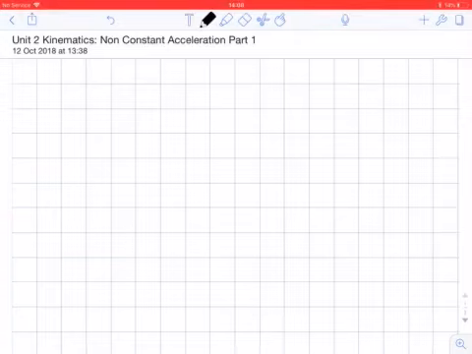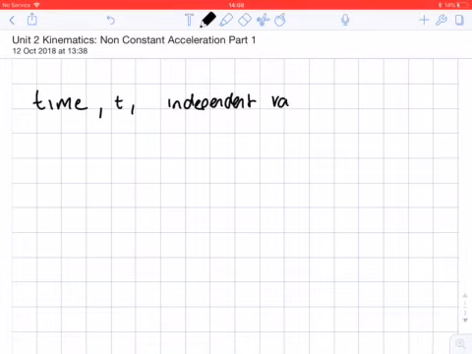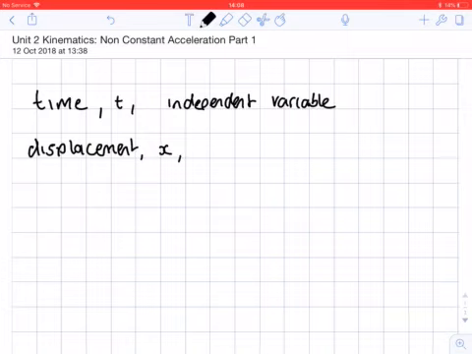So in these sets of videos, we're moving away from our SUVAT equations for constant acceleration and considering cases of non-constant acceleration. Therefore, we need to define a few little things. In the first instance, we have time, t, and that's going to be defined as our independent variable. Alongside this, we're going to have our displacement. Now, in this case, our displacement is not going to be called s, but it's going to be defined as x. Okay, and that's going to be our dependent variable.